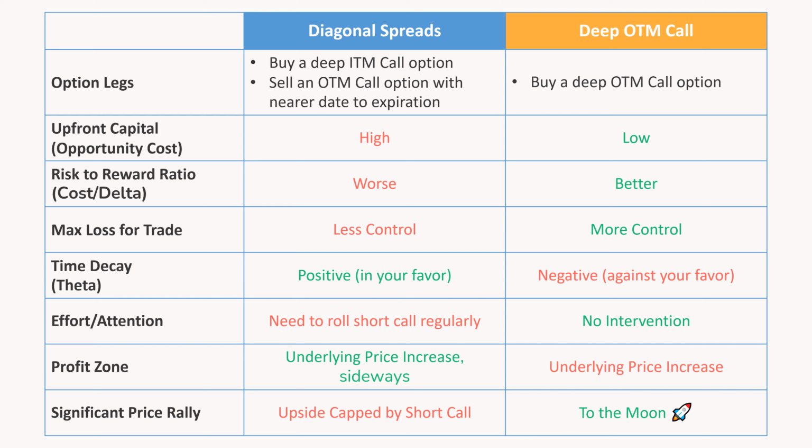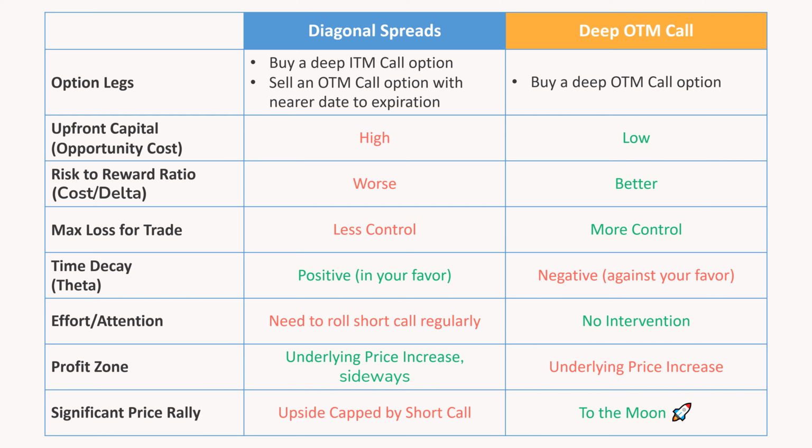And I will also mention that I like the out of the money call option because it has more control over the max loss. For the out of the money call option, your max loss can be just the cost of the option itself, while for the diagonal spread, because it is extremely capital intensive, there is no guarantee you can exit the trade at your max loss if the price of the underlying were to collapse very quickly.